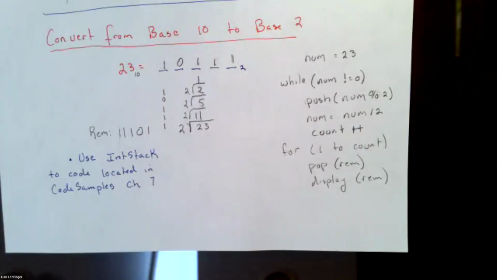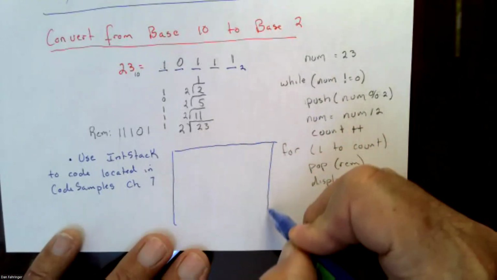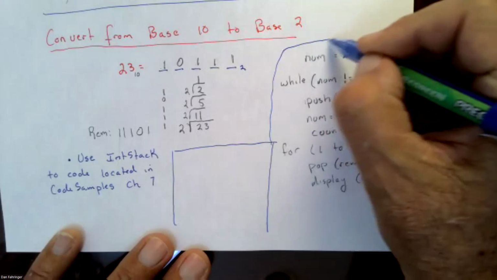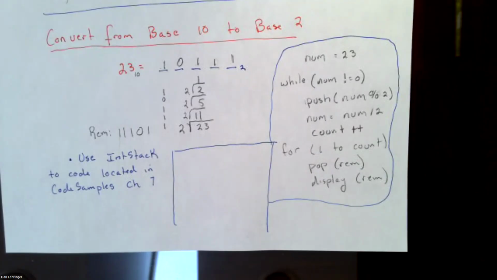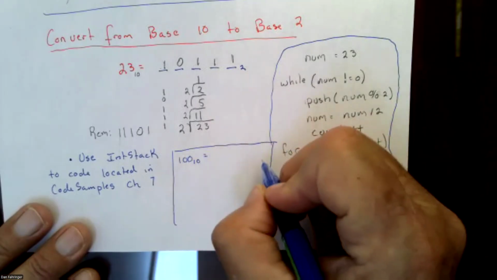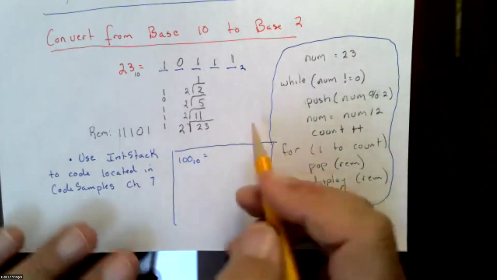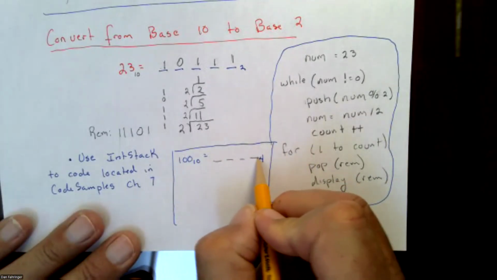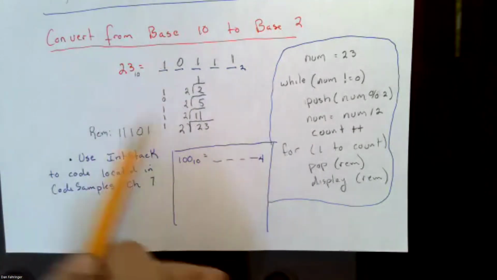Would this work with another base? I want to keep this separate. There's my nice block of code in my notes. What if I said convert 100 in base 10 to base 4? Well, it's going to be a couple of digits here. I don't know how many. Will the same concept work?